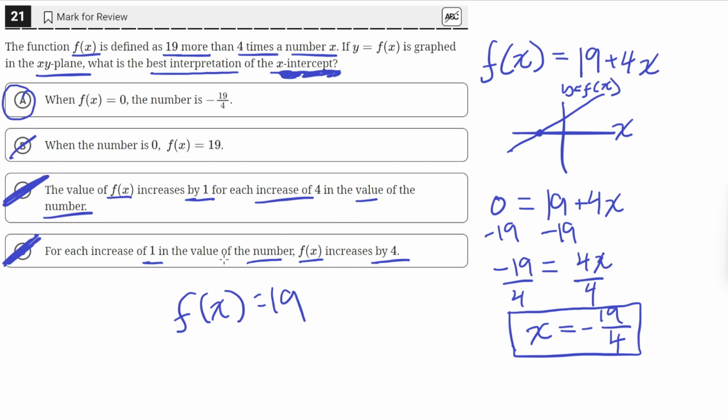So these both are not talking about the x-intercept, and B was talking about the y-intercept when x equals 0 and y equals some value on the y-axis. And only A is talking about the x-intercept, so A is correct.